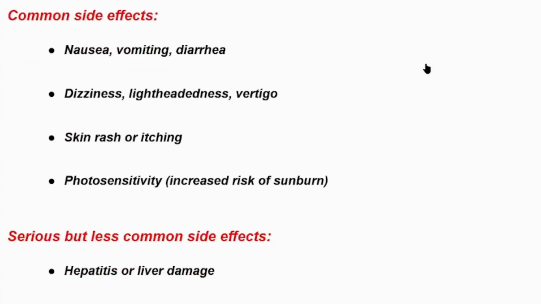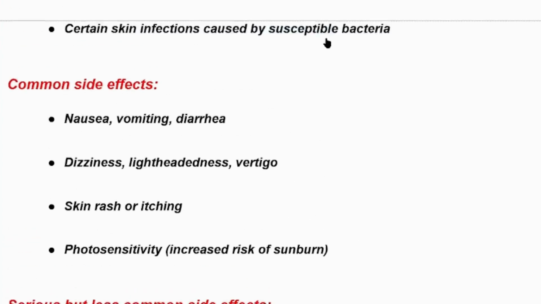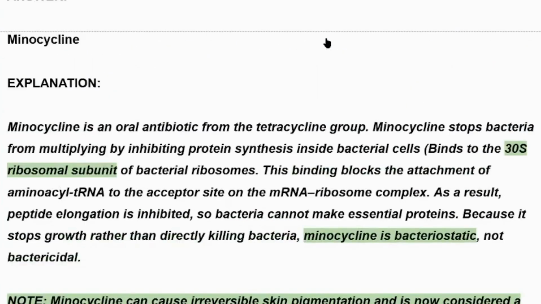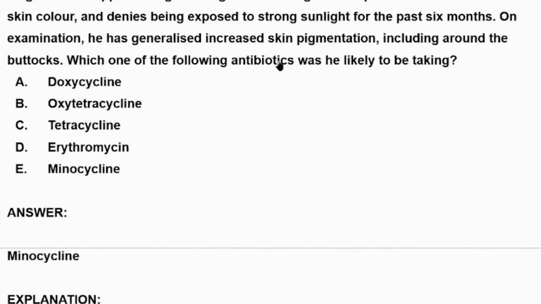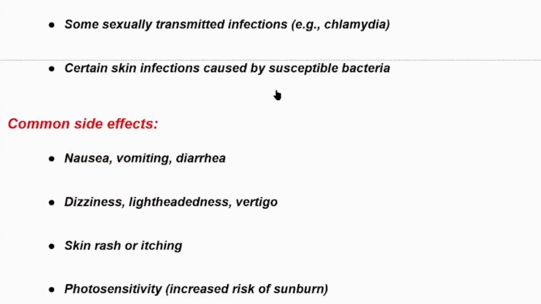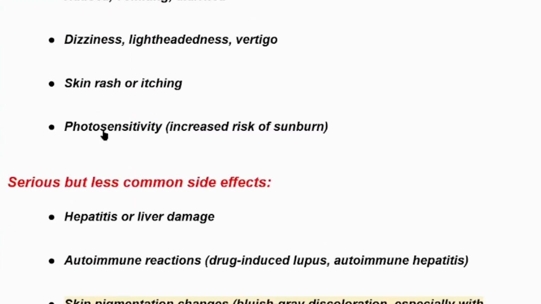Common side effects of minocycline: nausea, vomiting, diarrhea, dizziness, lightheadedness, vertigo, skin rash or itching, and photosensitivity, increased risk of sunburn. And this patient is saying that he was not exposed, he has not had long exposure to sunlight. This question wants to say that this is not a photosensitive rash. Okay, photosensitivity, increased risk of sunburn.